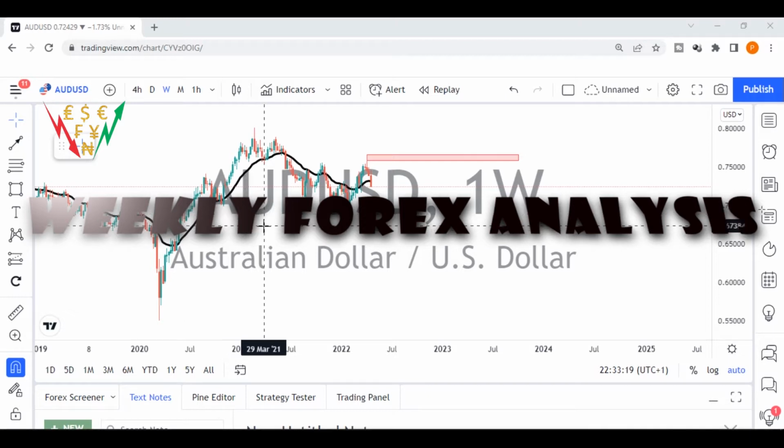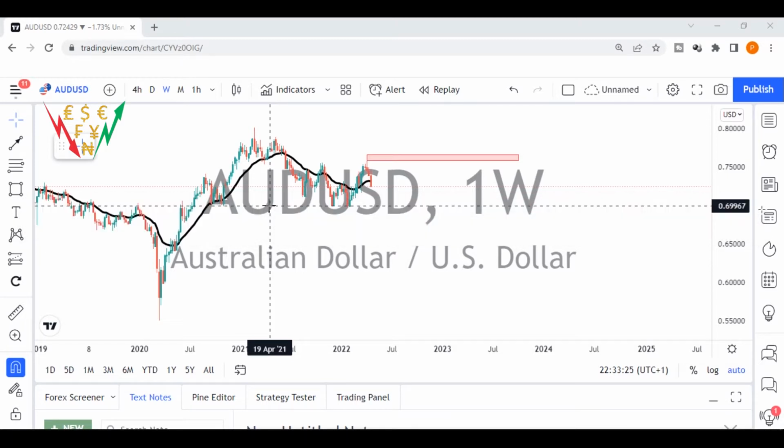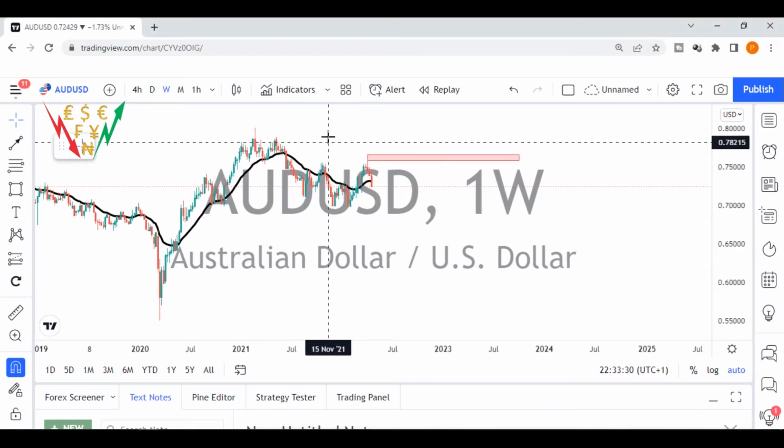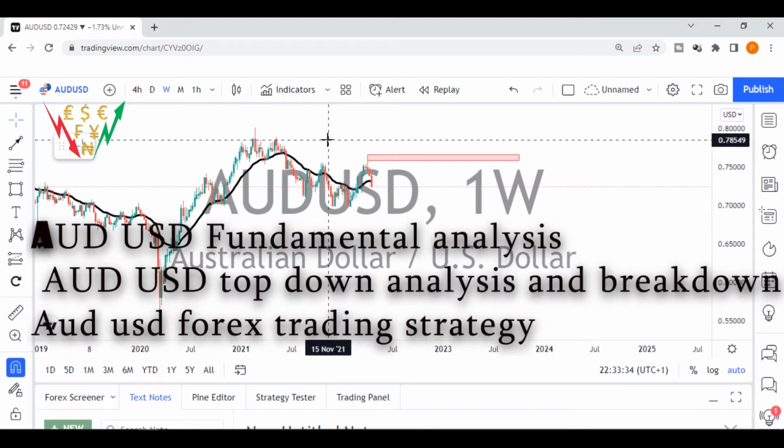Let's shoot. So guys, we'll be sharing with you weekly forex market analysis on the Australian dollar, US dollar, aka the AUD/USD. And right here, we're on the weekly chart. In this content, before we begin, we'll be getting a fundamental analysis of the AUD/USD, a top-down analysis and breakdown of the AUD/USD, and a forex trading strategy with clarity for trading AUD/USD in the coming week.